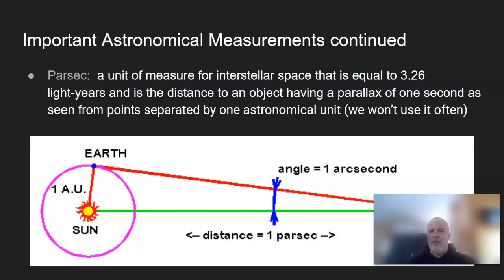It's easier if we just round it to the nearest tenth, or 10. So another little thing that you hear pop up, and if you've ever watched Star Wars it was always kind of a big joke, is the parsec. There they use it as a unit of time, but it's not. A parsec is a unit of measure of interstellar space that is equal to 3.26 light years and is the distance to an object having a parallax of 1 second seen from points separated by 1 AU. We're not going to use this very often. You can look at this chart and see if you can understand it, but it's approximately 3.26 light years, and that's all you really need to know about it.